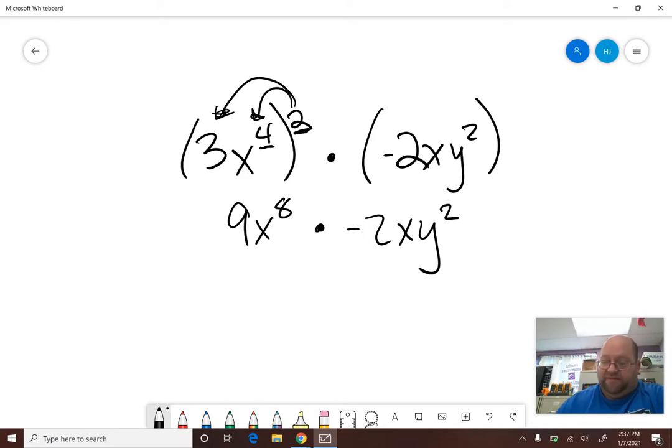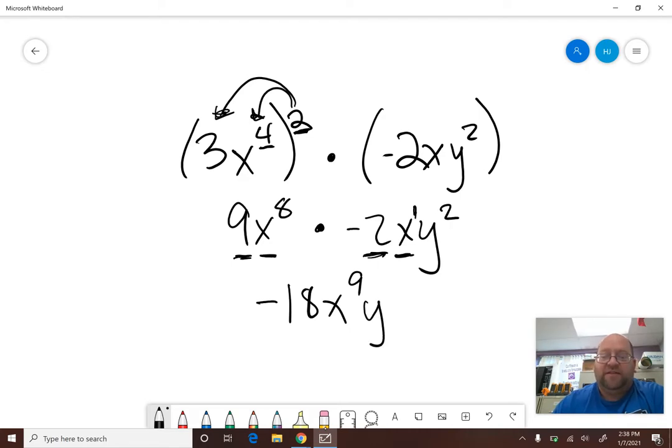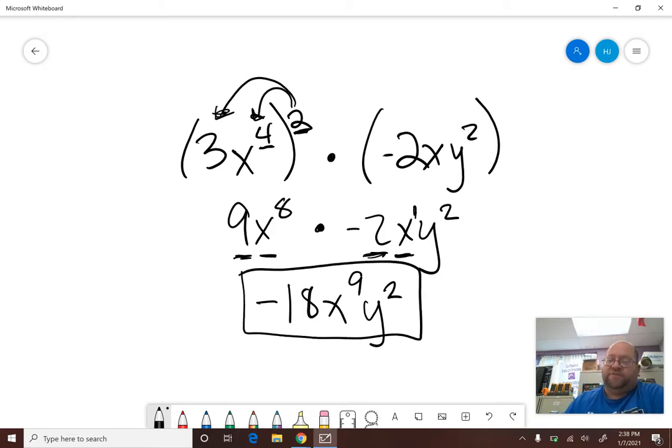And now I'm left with actually a pretty easy problem. Again, we're going to deal with these coefficients first. Remember, there's multiplication all in between this. So 9 times negative 2, a positive times a negative would be negative. 9 times 2 will be 18. Now I'm going to deal with the x. I've got 8 x's over here. I've got really 1 x over here. So when I multiply exponents, I actually add them. So I'm going to end up with x to the 9th because 8 plus 1 equals 9. And the only thing left over, if you will, is y to the 2nd. Okay, so this is going to be my final answer for this particular problem.